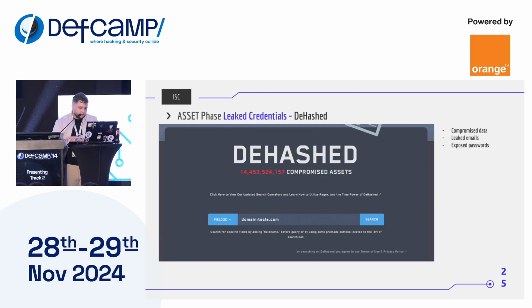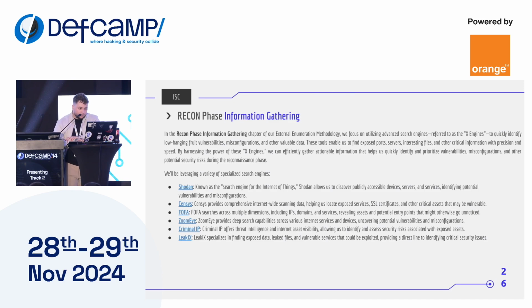And for the information gathering phase, we are going to use the X engines, like I like to call them, which are some advanced search engines that will help us to quickly identify low-hanging fruit vulnerabilities, misconfigurations, and other valuable data, like exposed servers, ports, interesting files, and other crucial information with precision.